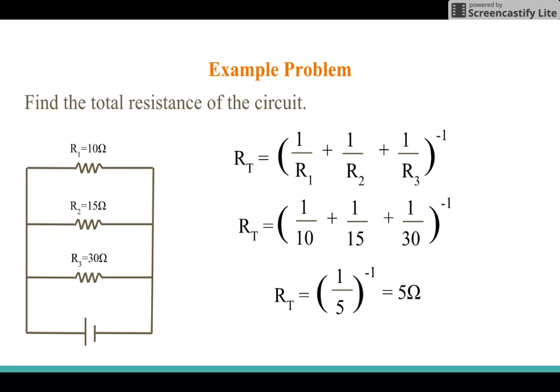This gives us a sum of 1/5, which when we take the reciprocal of it, gives us a total resistance of 5 ohms. Notice how the total resistance of resistors connected in parallel is less than the resistance of any one individual resistor. This is another unique aspect of parallel circuits.